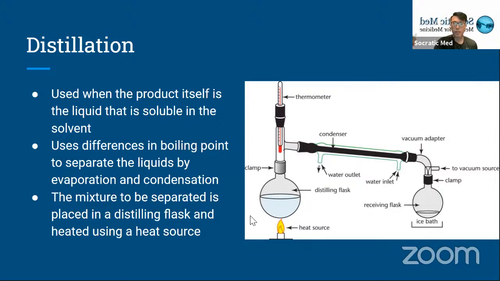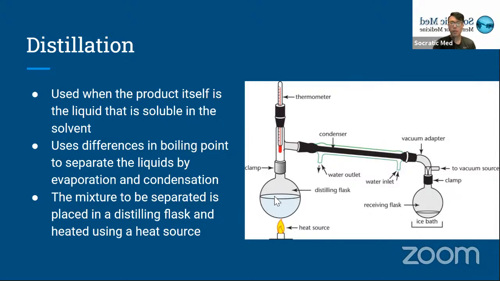So like I said, this is done through evaporation and condensation. Once you evaporate the liquid, it will go through this condenser. The condenser is basically something that cools down the vapors of the liquid that you just boiled. Once it is cooled, it will condense, and then it will drip down into this receiving flask. So this is basically the general mechanism behind distillation.